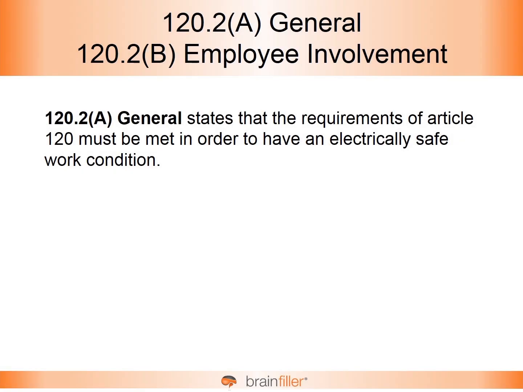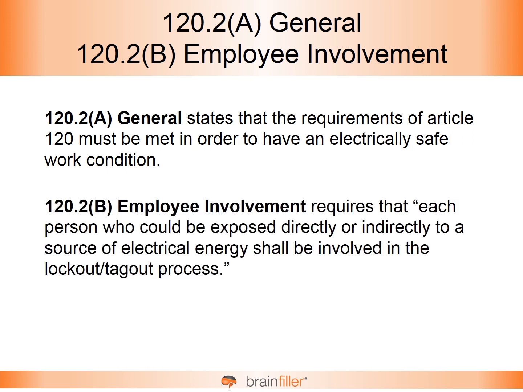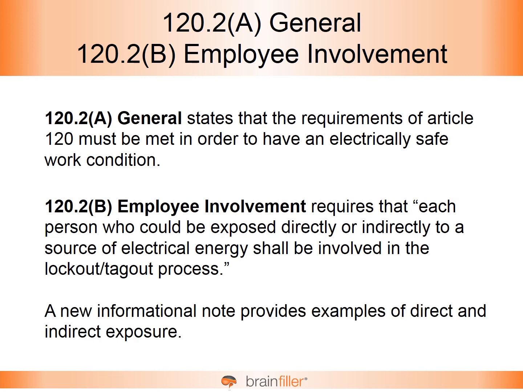120.2a, general, this states that the requirements of Article 120 must be met in order to have an electrically safe work condition. And with that, the employee involvement requires that each person who could be exposed directly or indirectly to a source of electrical energy shall be involved in the lockout tagout process. Notice the word indirectly as well. A new informational note provides examples of direct and indirect exposure.